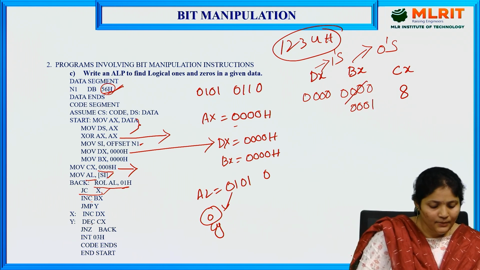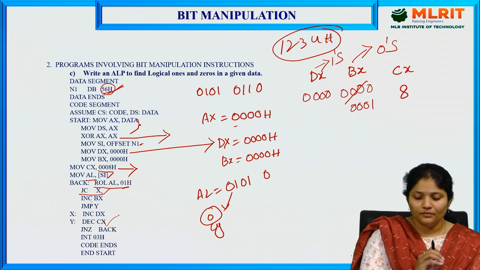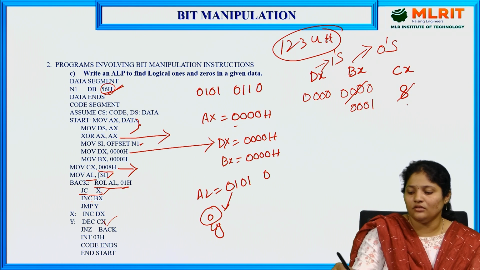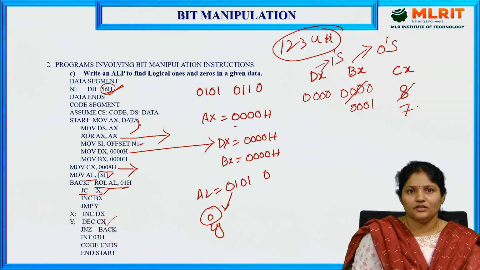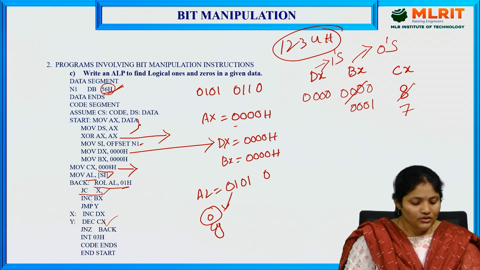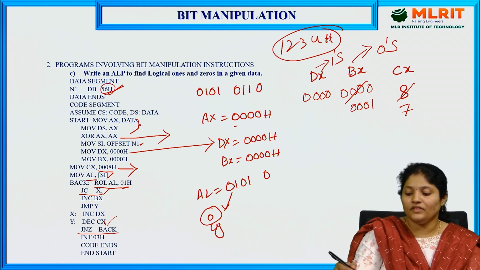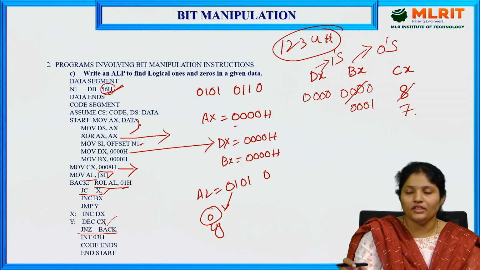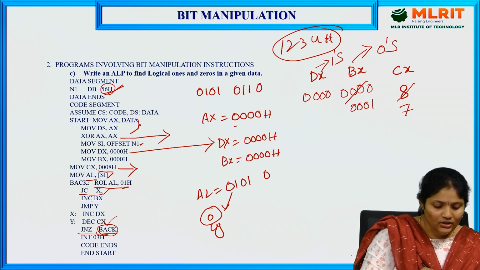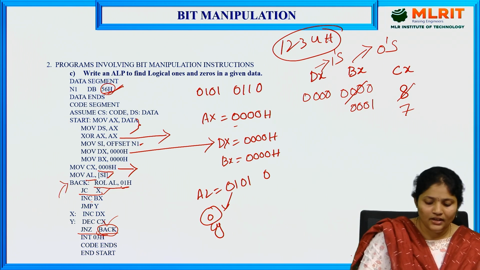Next, decrement the CX register. Why? Already we have verified the first digit, so only 7 digits are remaining. So you need to decrement the CX register. The CX register will be decremented by 1 and the value is 7. Then it will check jump if not zero to back. If the CX register is not 0, then only it will go back to the label back. So it will again execute this particular instruction.